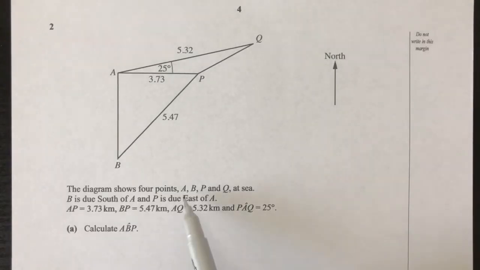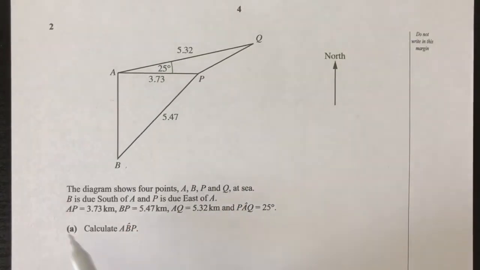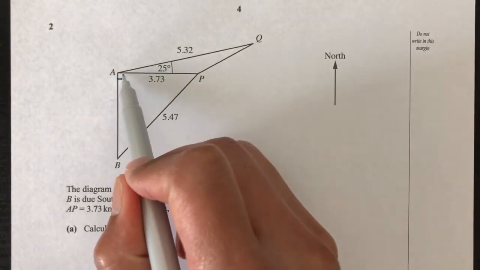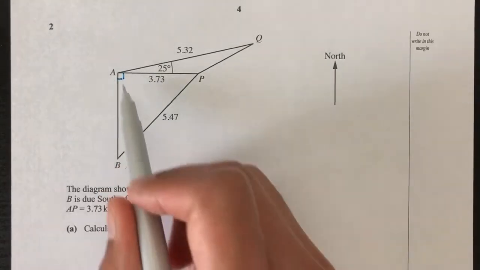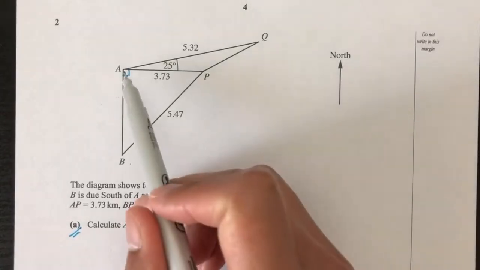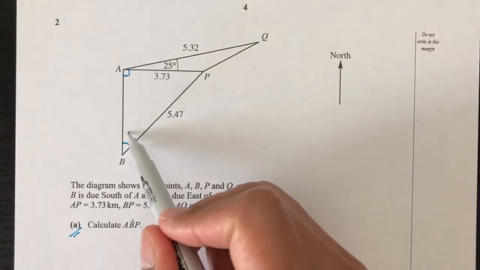So here we have A, B, P, and Q. It says B is due south of A, and P is due east of A, which means ABP is a right angle triangle. Okay, so now for part A, we have to find the angle ABP. So ABP is this angle here. So let's call the angle theta.